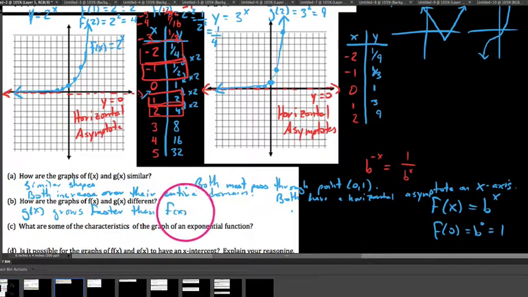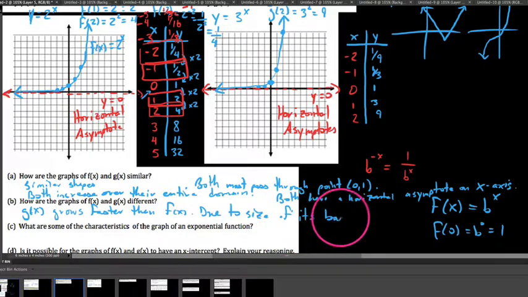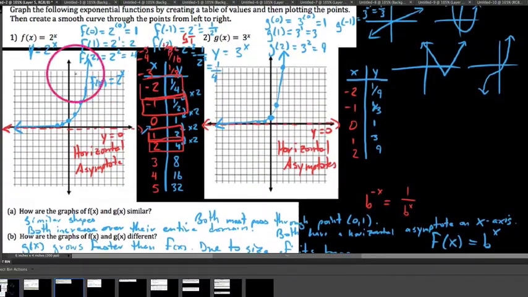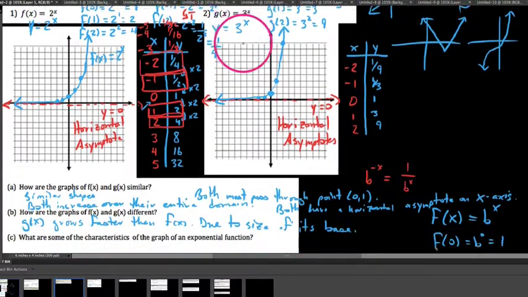And we might make a comment here. This is due to the size of its base. And when we say the base, we mean the base of the exponent x, okay? So this would be our base is 2 here and base is 3 here.